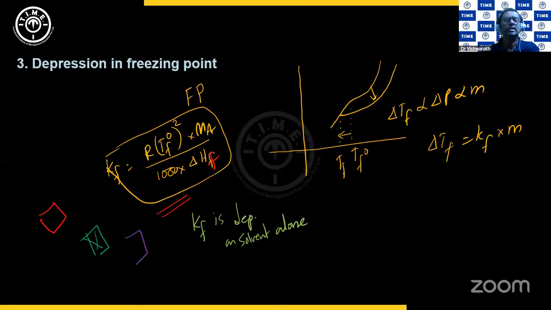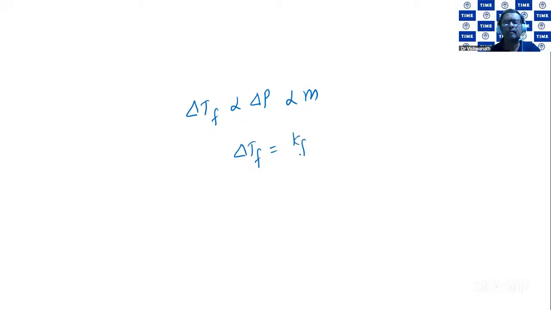Now the third one is the depression in freezing point, which we shall show here. Now delta TF is also proportional to delta P, which is proportional to M, and therefore delta TF is equal to KF into M. Now this KF is based on a very similar thing that we did for elevation of boiling point. So here if M is equal to 1, then KF will be numerically equal to delta TF. So it is molal depression constant.